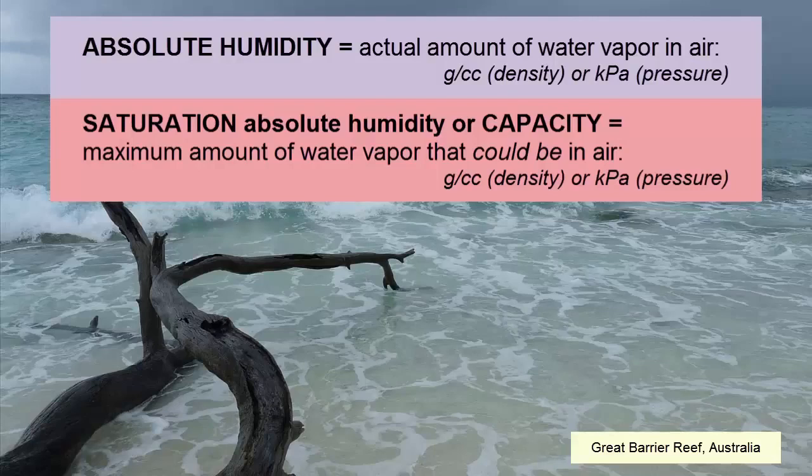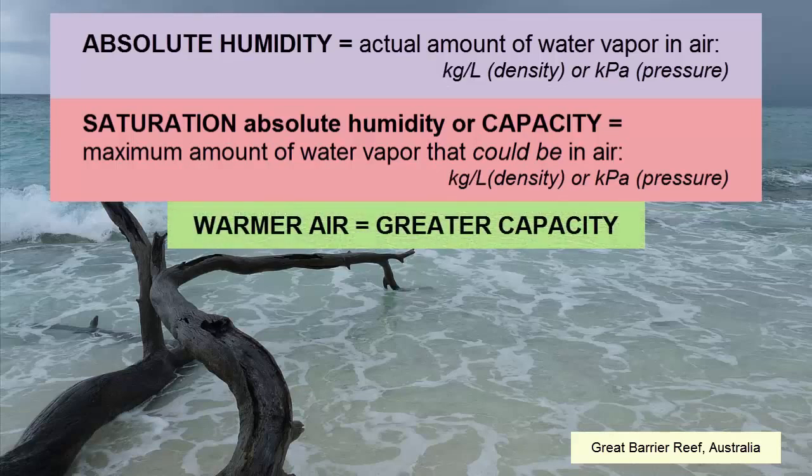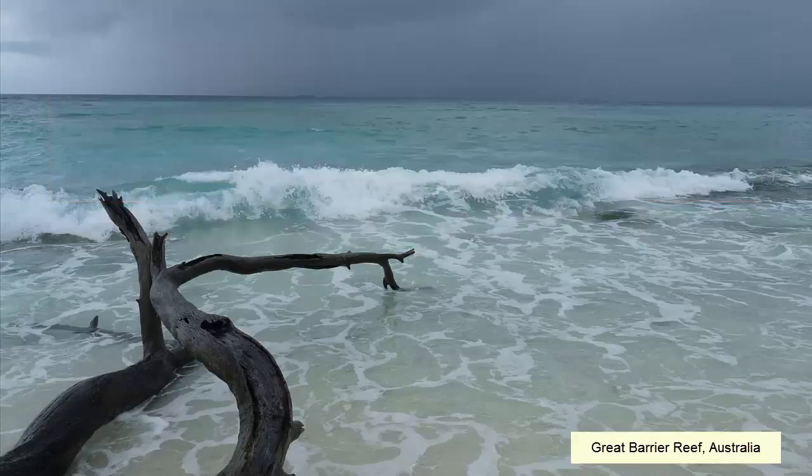Saturation absolute humidity, or capacity, is the absolute humidity a given parcel of air could have if it were saturated or at capacity. That number depends entirely on the temperature. The warmer the air, the more kinetic energy, and hence velocity, the molecules have, the more saturated it can be with water. The cooler the air, the slower the molecules, the less saturated it can be. Air over the Great Barrier Reef of Australia is quite warm, its capacity is high.